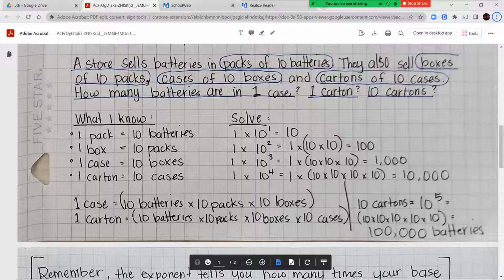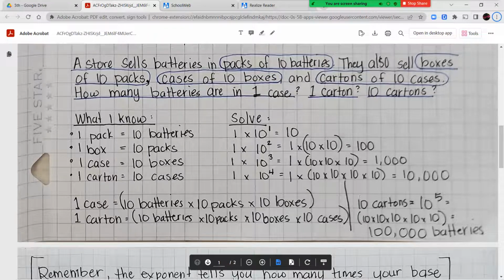Now, if we're going to break it down and write it out so it's easier for us to follow, one case is the 10 batteries times the 10 packs of batteries times the 10 boxes that are in that case. And one carton is going to be the 10 batteries that we started with times the 10 packs times the 10 boxes and times the 10 cases will give you how much is in one carton.